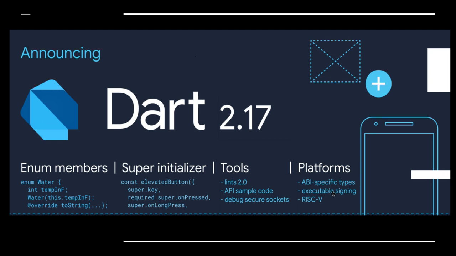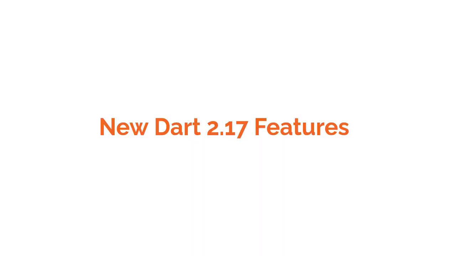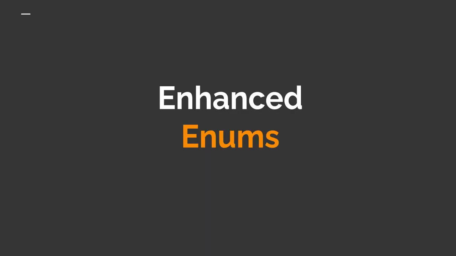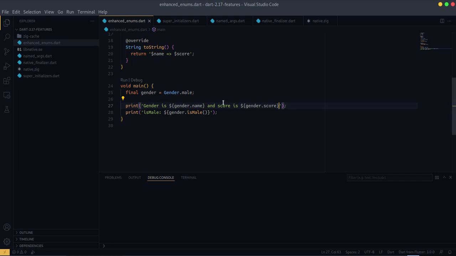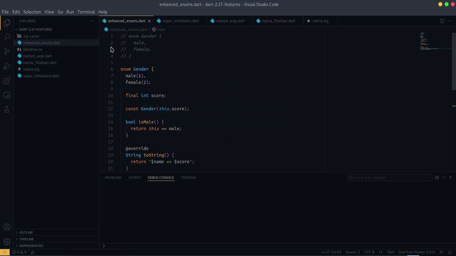So what we're going to be taking a look at is the new features introduced in the Dart 2.17 release. The first thing I want to take a look at is enhanced enums. So what are enhanced enums? Well, enums in general are just things like this. You can find an enum here.